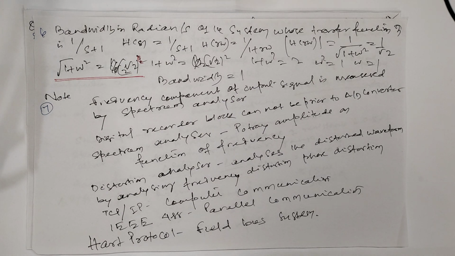So the bandwidth, in radians per second, of the system whose transfer function is 1 by (s+1). So 1 by (s+1) becomes, with s equal to jω, the magnitude 1 by root over (1 + ω²). The bandwidth is where it equals 1 by root 2, so ω will be 1. That is, the bandwidth will be 1.